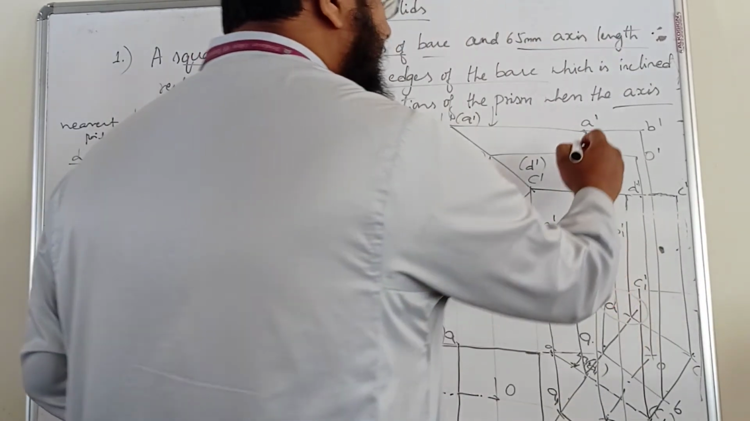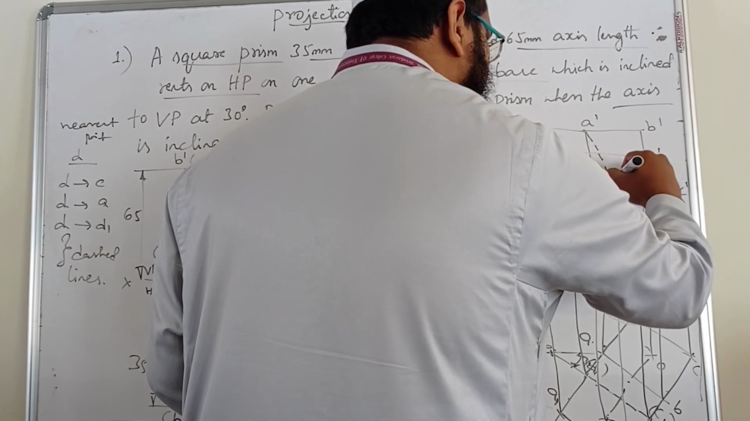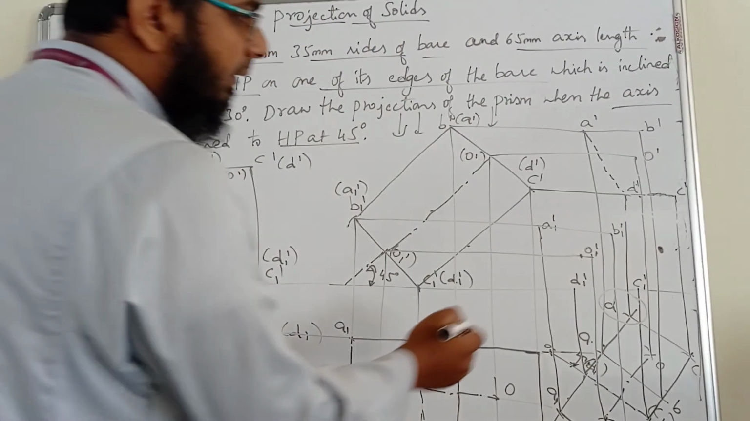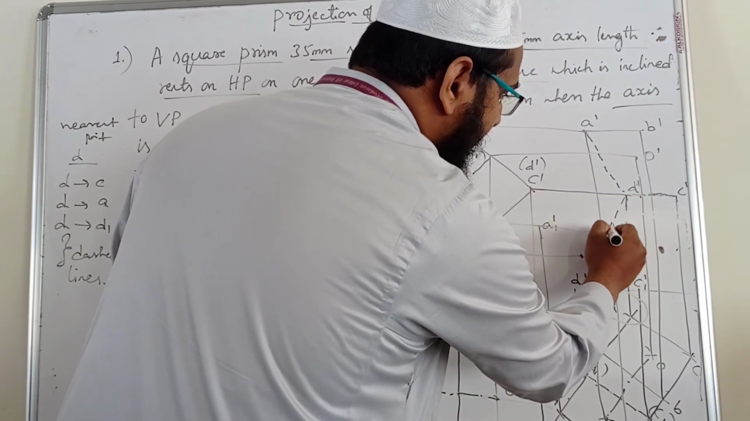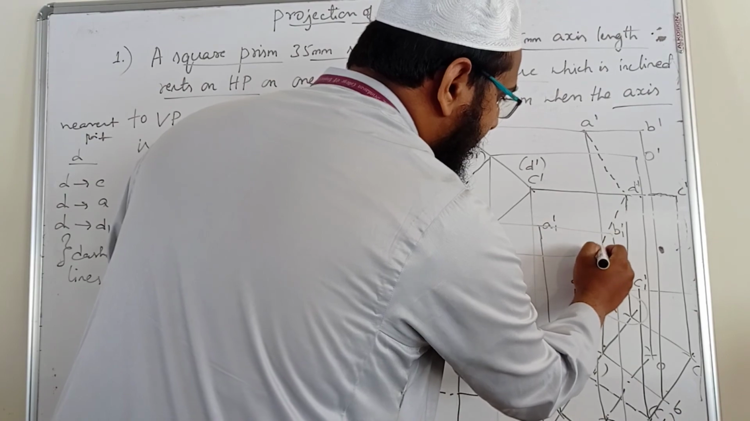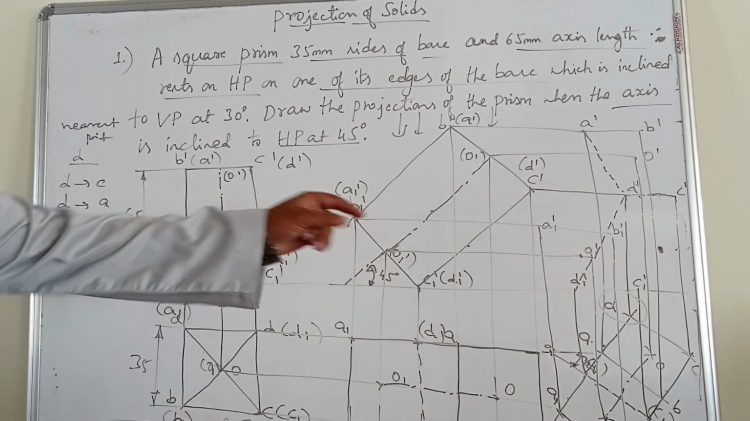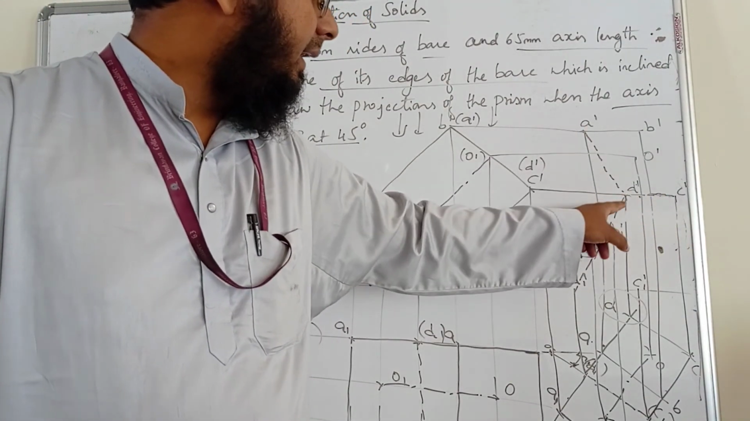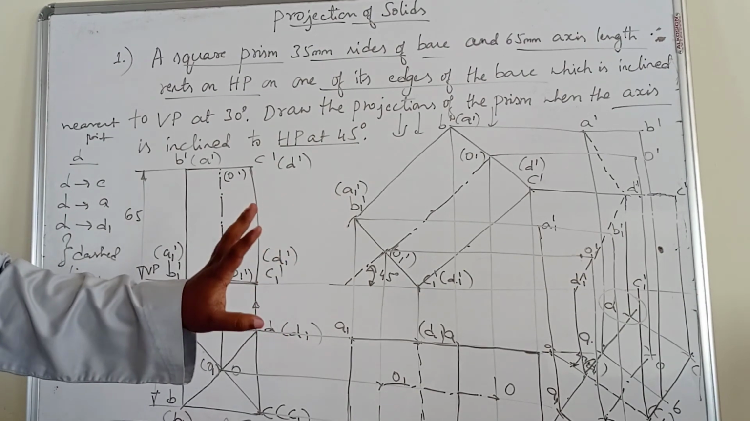Then D dash to A dash, that's also a dashed line. Then D dash to D1 dash, from here to here. So we have drawn these with the dashed line: D dash to C dash, D dash to A dash, D dash to D1 dash. The rest of it is written only with continuous lines.